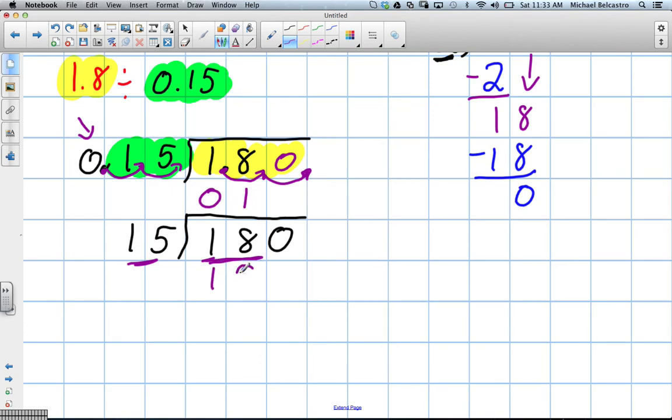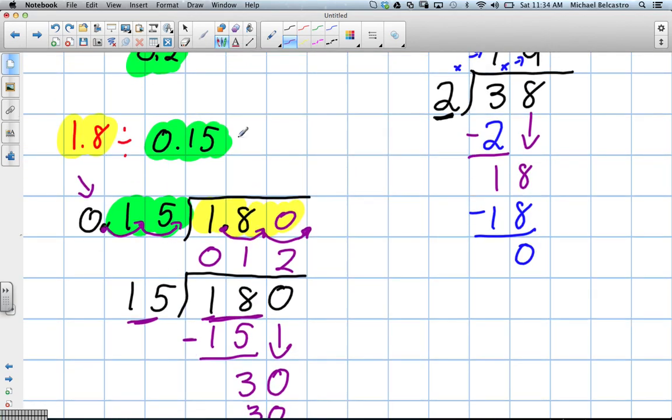15. Yeah. And then what do we do? Subtract. What are we going to get there? 3. What is the next step? Bring down the 0. Now what do we divide? 15 by 30. Which is? 2. 15 by 2 is 30. No remainder, 0. So our answer to the above question is what?